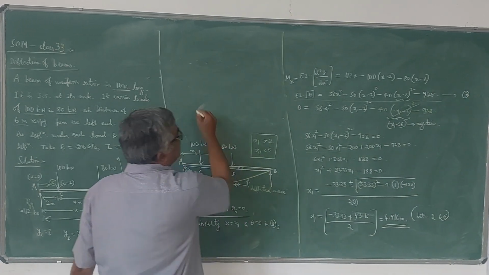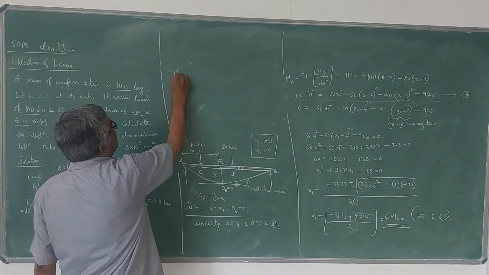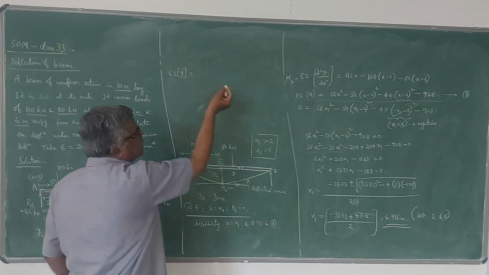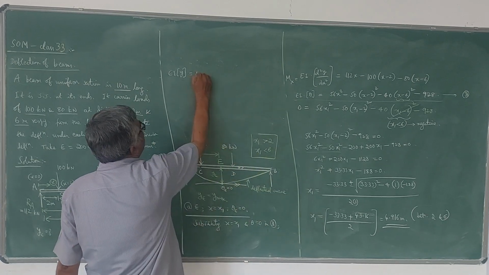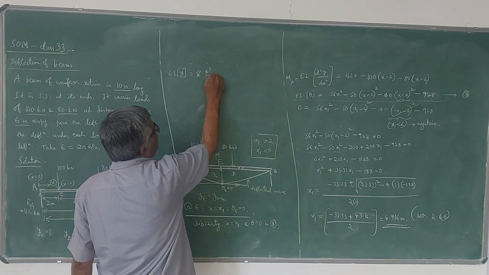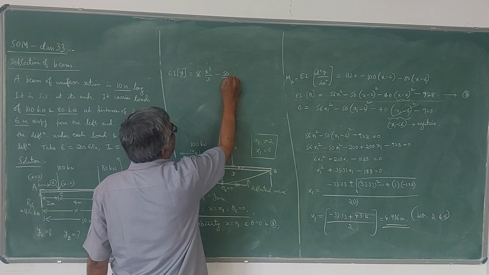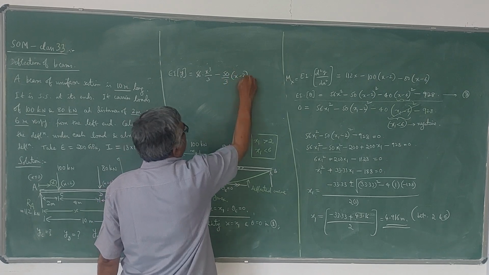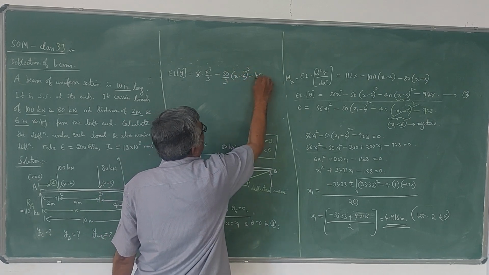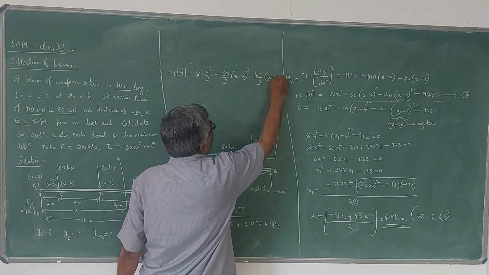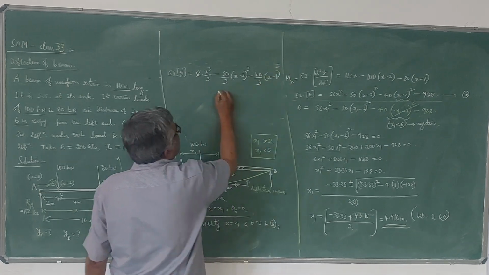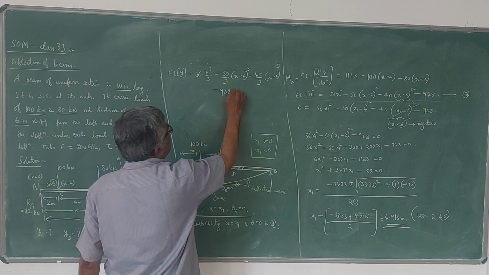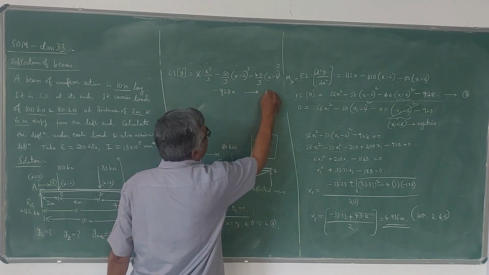So the deflection equation is EI into y. Already it is there, you can just see backwards. So EI y equals 56 into x cube by 3, minus 50 by 3 into x minus 2 whole cube, minus 40 by 3 into x minus 6 whole cube, minus 928x. So this is equation 4 which I have got.